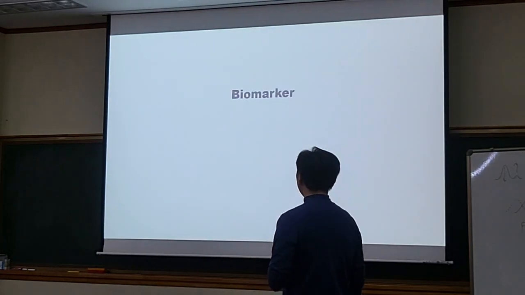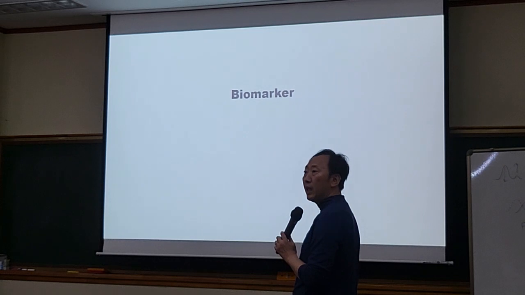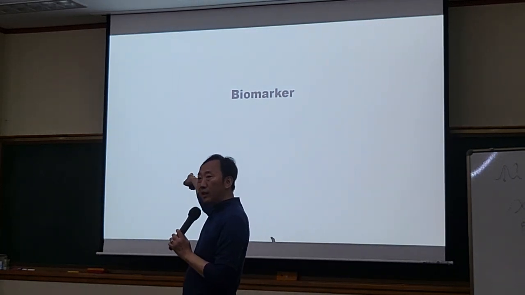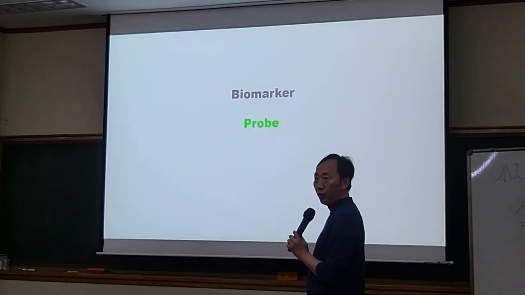Once you have that kind of protein, specifically only in one type of cell, you call it a biomarker. If you have a biomarker, then what can you do?